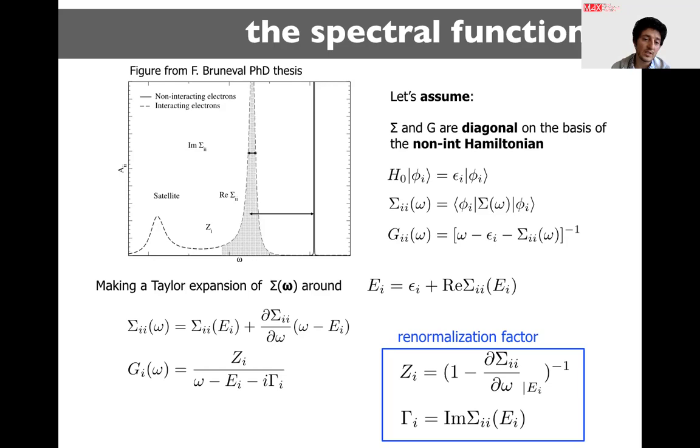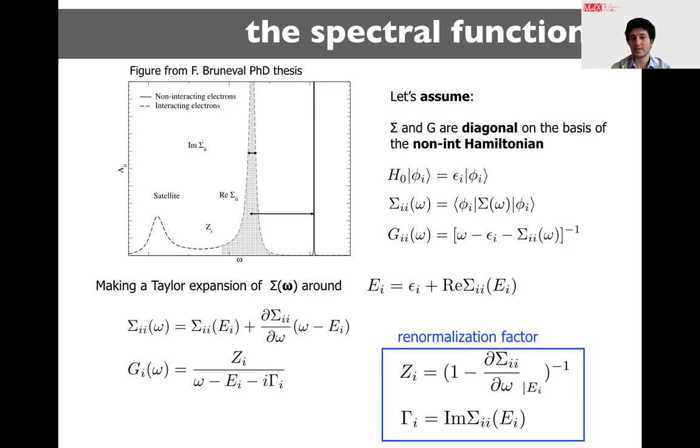this form here at the bottom left as the Z_i renormalization factor over a pole with a renormalized position on the real axis, but also an imaginary, a finite imaginary part. This Z_i is called renormalization factor and depends on the frequency derivative of the self-energy, and the imaginary part of the pole is actually related to the imaginary part of the self-energy at that energy.